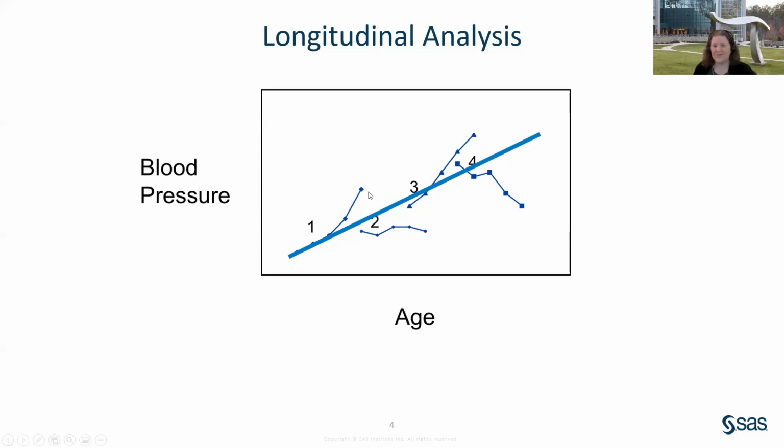We can also say something about the variability of blood pressure at different time points, right? So maybe how blood pressure changes over time is really pretty different for different people. So there's a lot of variability between subjects. So we can characterize that variability as well.